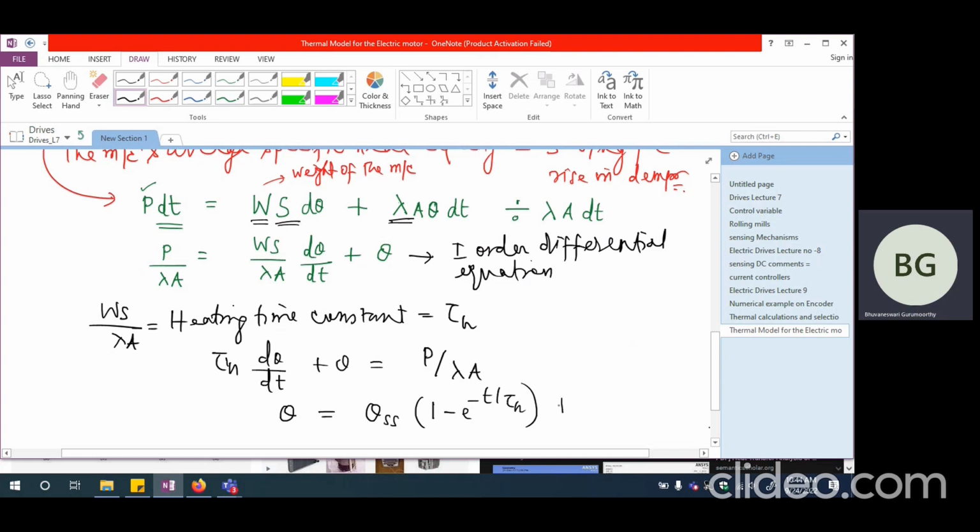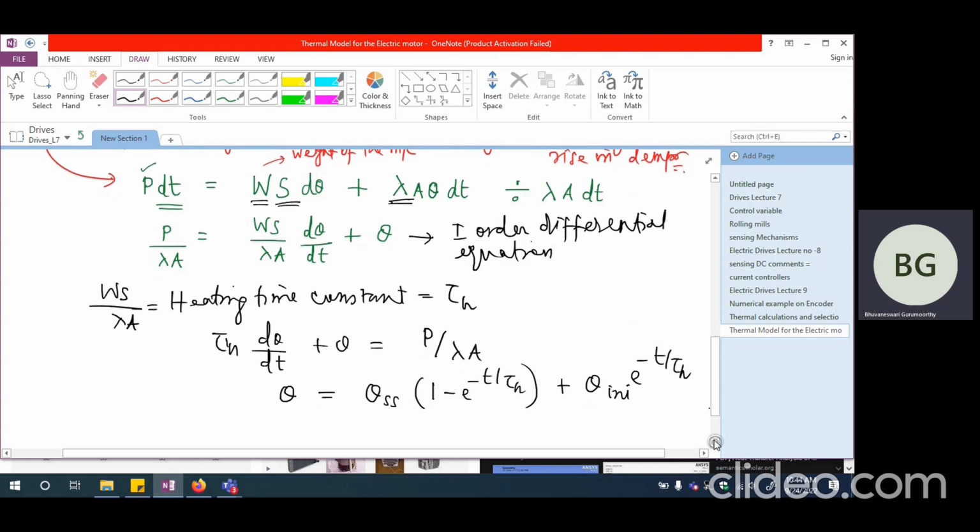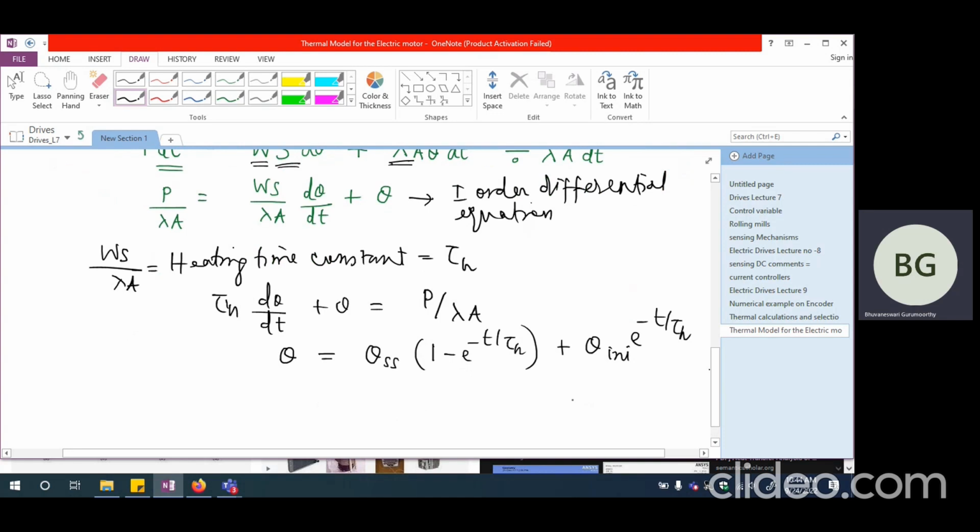And if there had been any initial temperature rise, that will also be slowly going out in the form of emission of heat, which will also be governed by this exponent. So this is going to be the function which is describing the temperature rise.